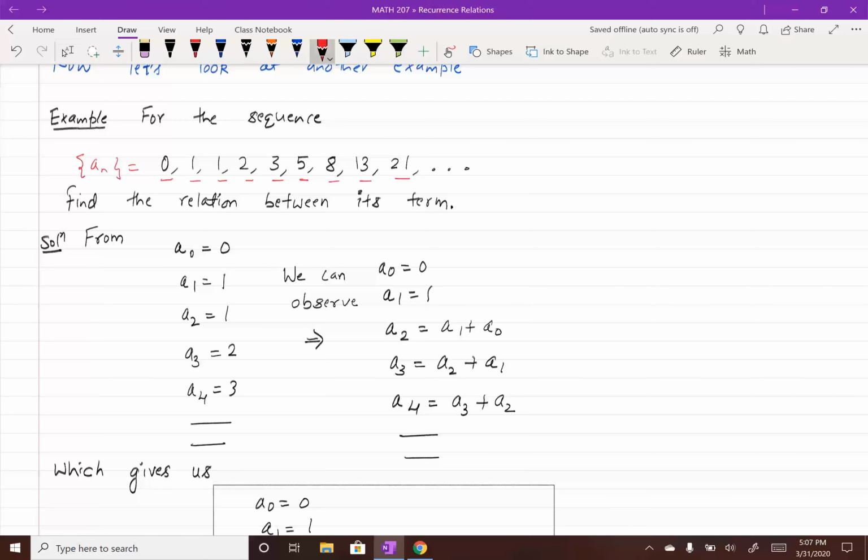So from here we can start assigning the terms of my sequence. I'm saying the a of 0 term is going to be equal to 0, a of 1 is equal to 1, a of 2 is 1, a of 3 is 2, a of 4 is equal to 3, and so on. What you can observe is that a of 0 is 0 and a of 1 is 1, then a of 2 you can write as the sum of a of 0 and a of 1. A of 3 can be written as the sum of a of 2 plus a of 1. A of 4 can be written as the sum of a of 3 plus a of 2.